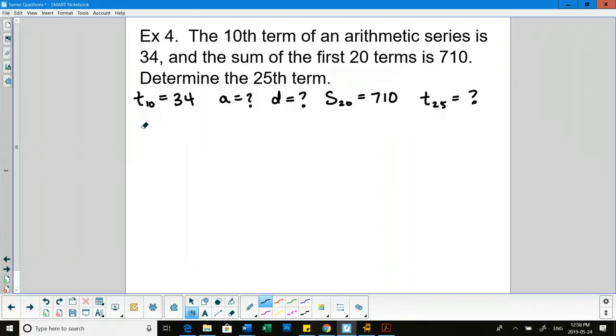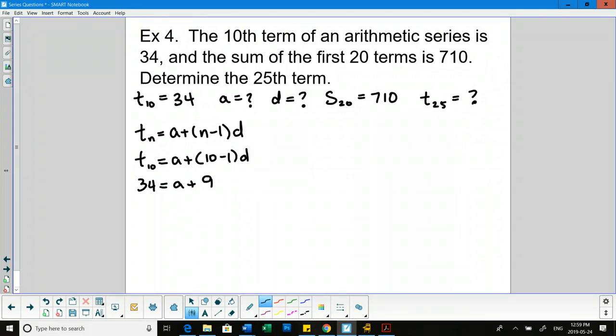Okay? So I'm going to use first the sequence formula because this is a term number and not a sum. So I know that I have to use this sequence formula here. And I'm entering in term 10. I don't know a, and I don't know d. And then I'm going to sub in the term's value and just simplify 10 minus 1 to 9. Similar to what we just did in our warm-up question for today. So that's the first thing.